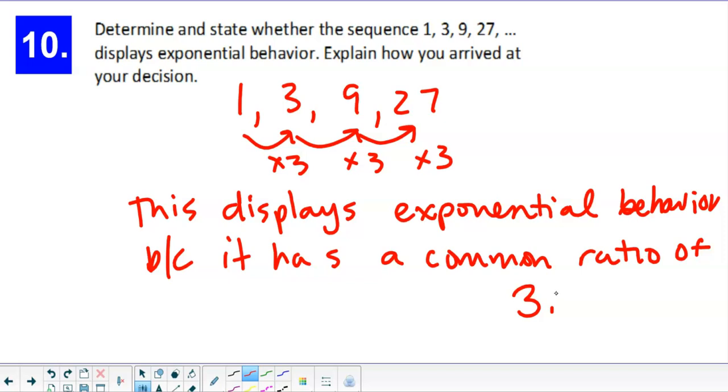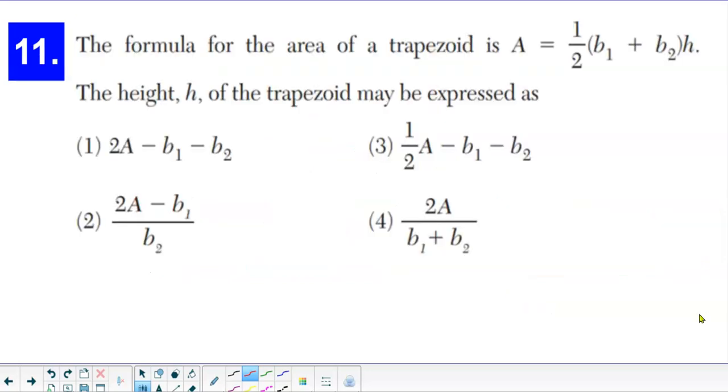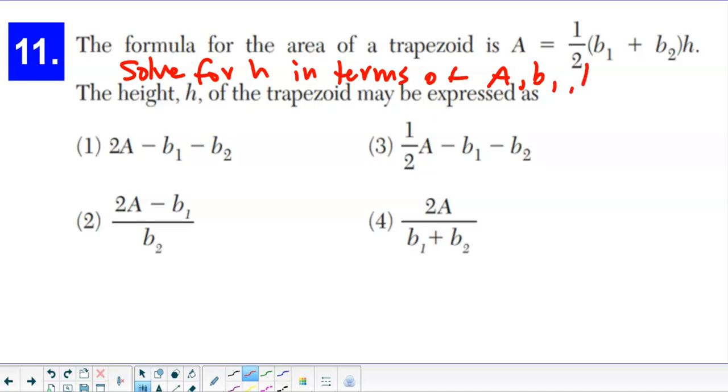You could say it has a timesing pattern of 3, but this is the vocabulary that defends exponential behavior. Common ratio of 3. Number 11. The formula of a trapezoid is given here. The height h of the trapezoid may be expressed as which? So that means solve for h in terms of capital A, B1, and B2.